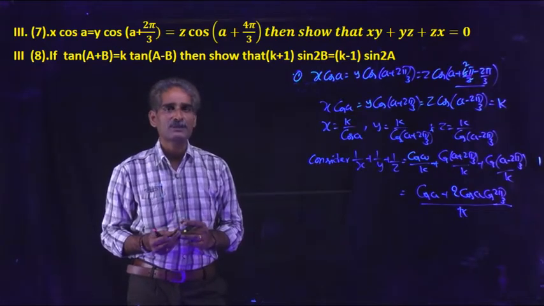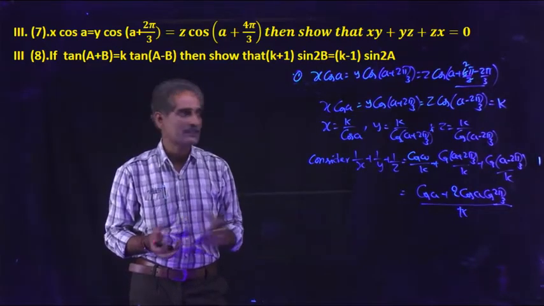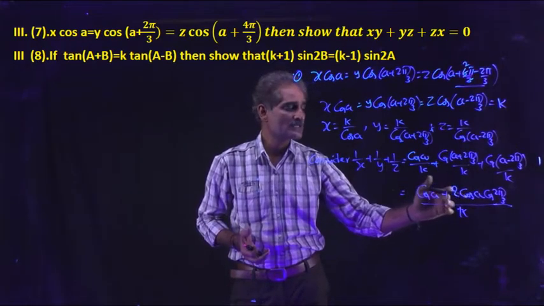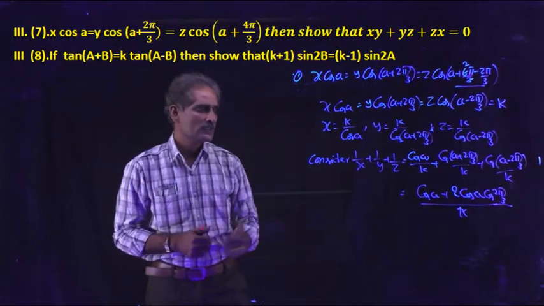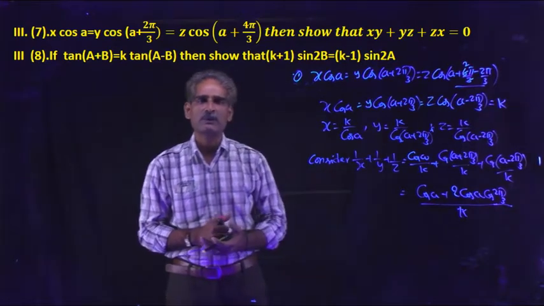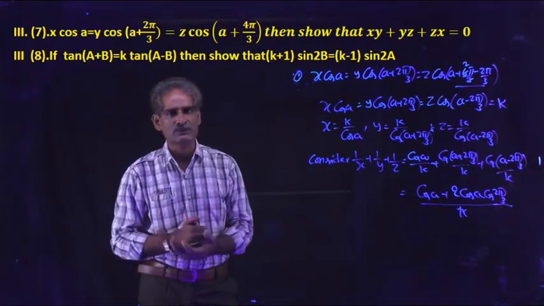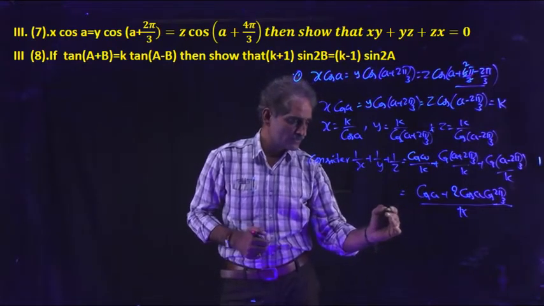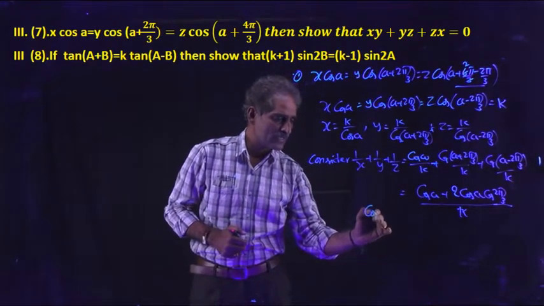Cos of π minus π/3 is minus cos π/3, which is minus 1/2. So minus 1/2 into 2, the 2 gets cancelled, and cos a minus cos a equals 0. Then we will get 1/x plus 1/y plus 1/z equals 0. This implies xy plus yz plus zx equals 0. So observe that; separately find out the cos 2π/3 value.